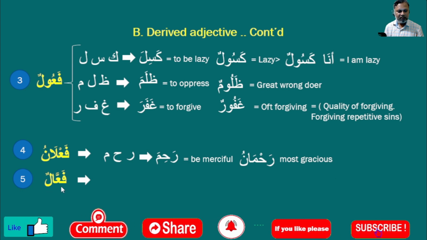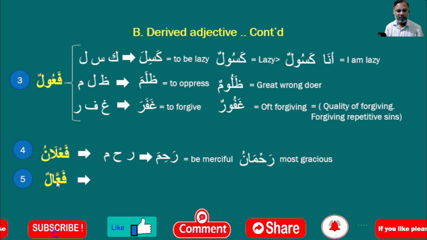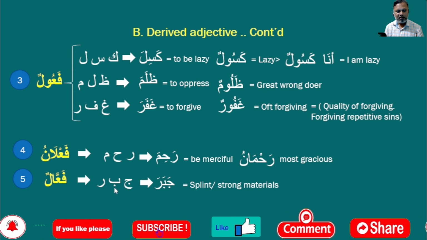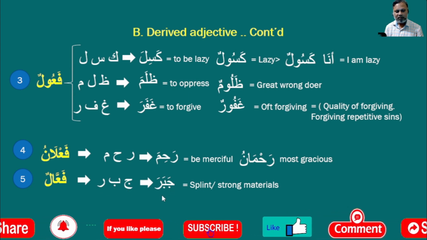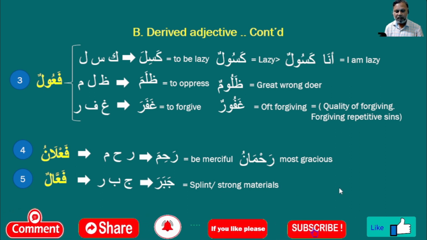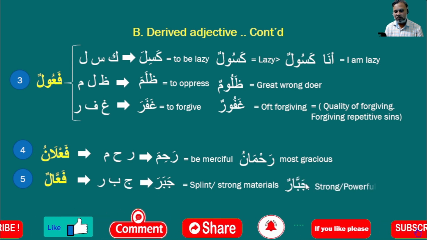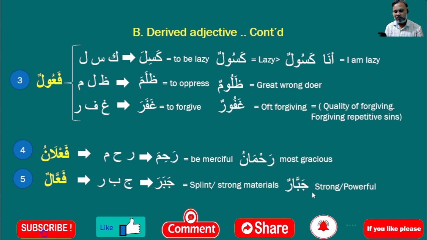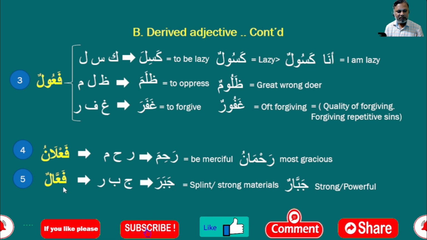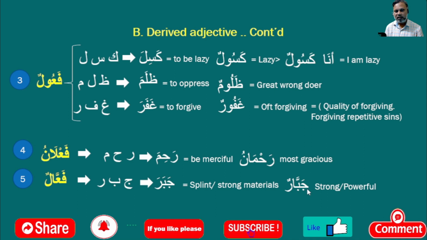And number 5 pattern is fa''alun. Fa''alun, the middle letter becomes double, and there is an alif after that. Like jim ba ra, jabara. Jabara means to splint with a strong material. And in fa''alun, it will be jabbarun. Jabbarun means strong or powerful. So we just replace this fa, ain and lam with these three letters, then we will get the required adjective.